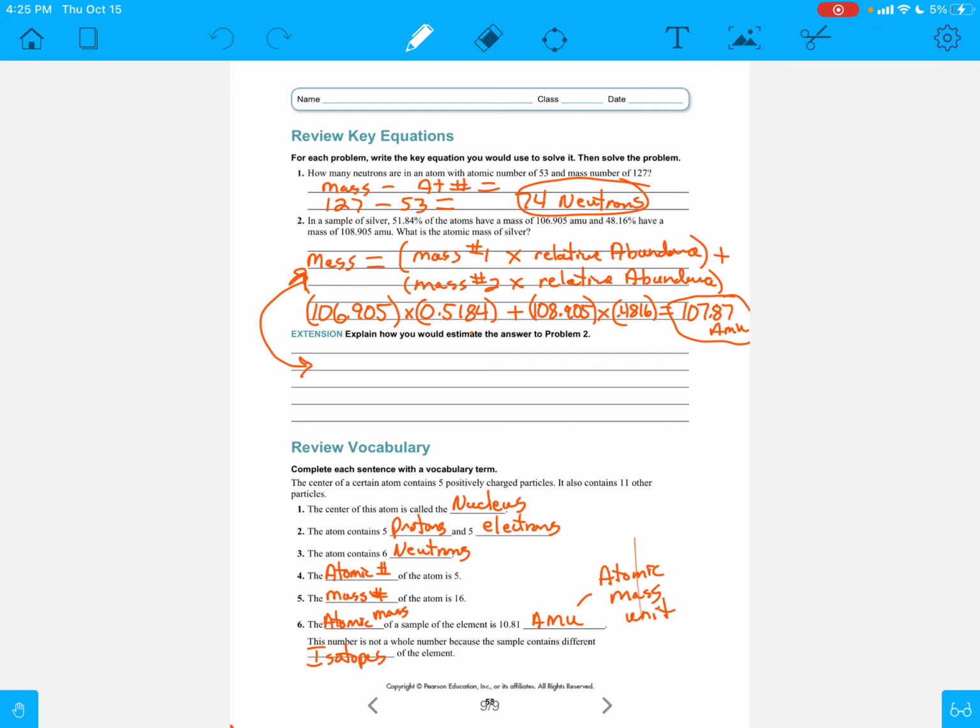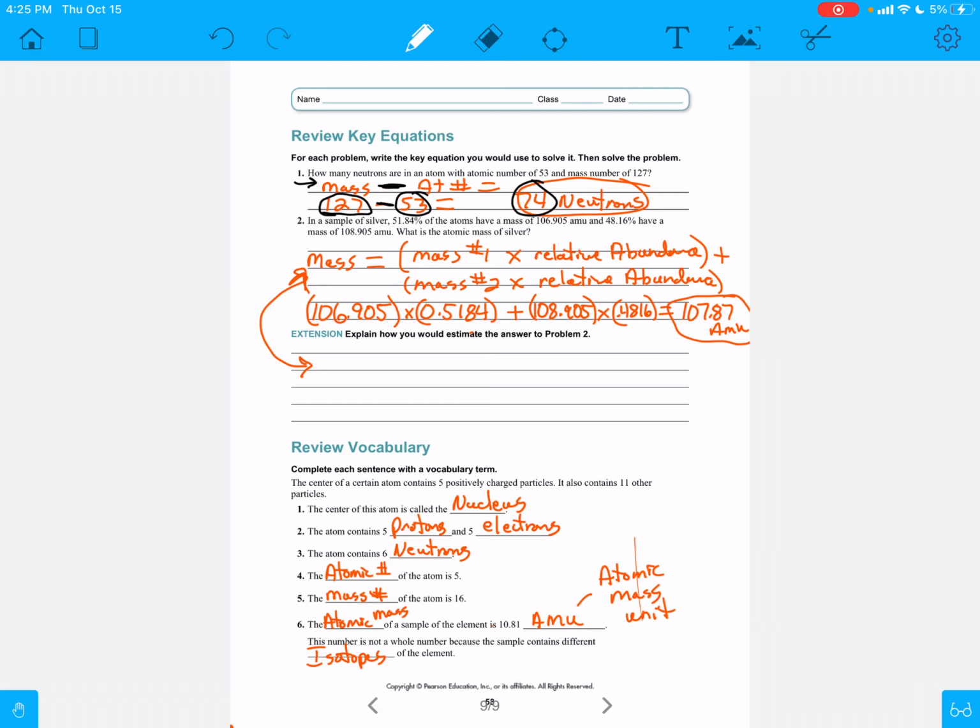It says how many neutrons are in an atom with an atomic number of 53 and a mass number of 127? Well, of course we know the mass number minus the atomic number is going to equal the number of neutrons. So we have the mass number of 127 minus 53, and we're going to end up with 74 neutrons.